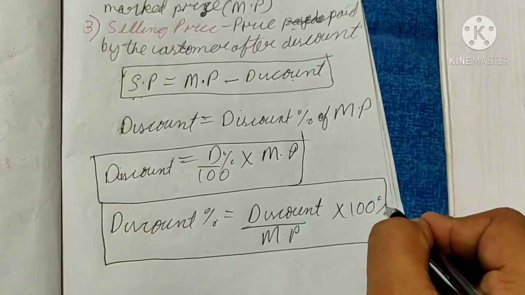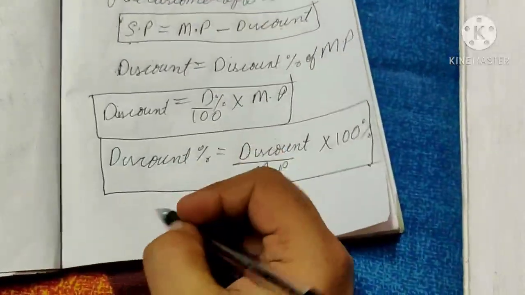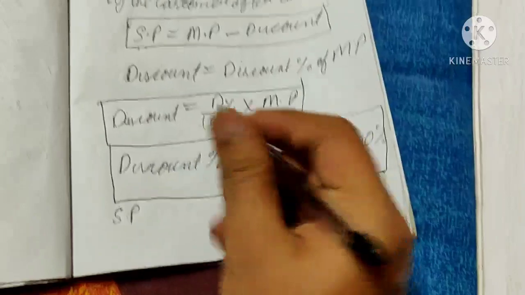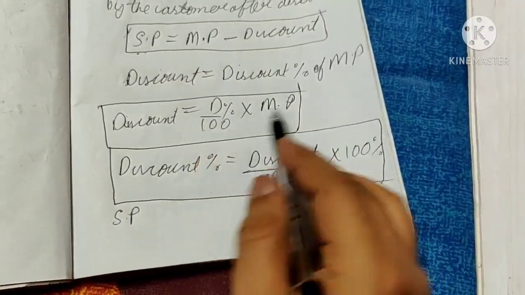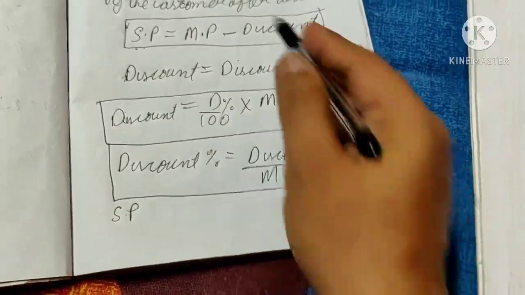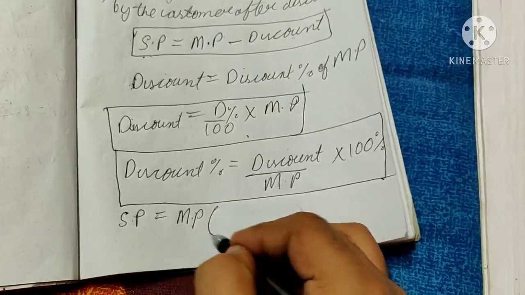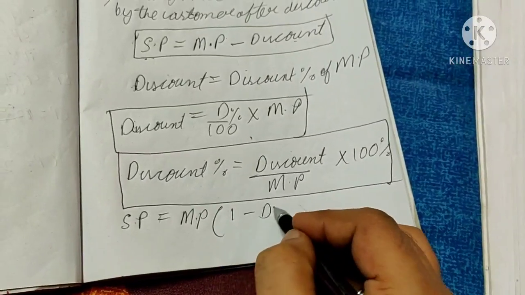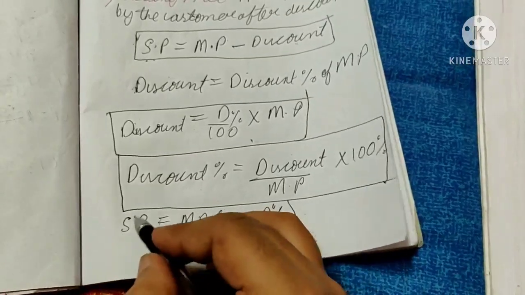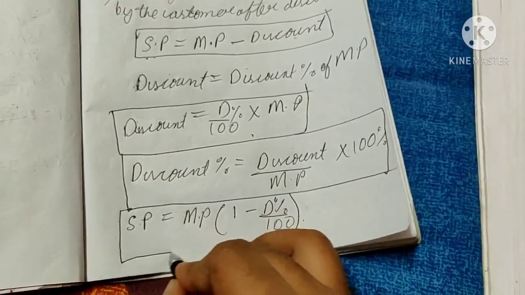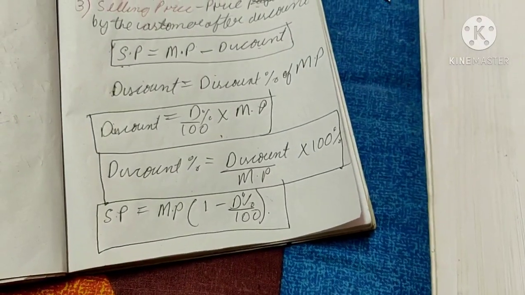So here SP was equal to MP minus discount, that is MP minus, if discount percent is given, MP minus this, so it will be equal to MP into 1 minus D percent upon 100. So this is the fourth formula. These are the formulas in this chapter.